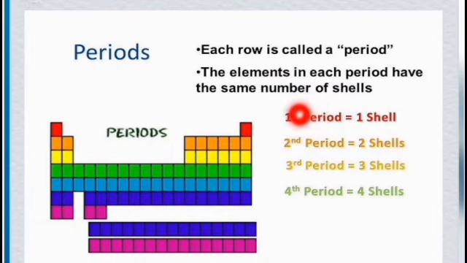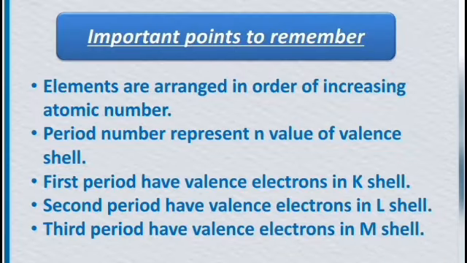If we are talking about the first period, it means the first shell. Same like, the second period means the second shell, the third period means the third shell, and the fourth period means the fourth shell. Students, important points to remember. Always remember that elements are arranged in order of increasing atomic number. Period number represents the n value of the valence shell.